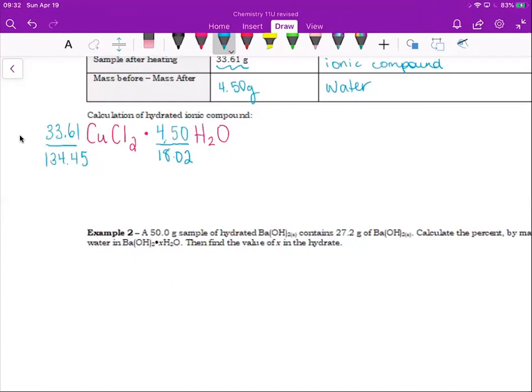And now I do the division that is represented. So for copper chloride, I get 0.2499. I'm going to round it to the nearest decimal. So 0.25, I see in my head a quarter, right? 25 cents, quarter. And then 4.5 divided by 18.02, I get 0.25. Again, well, 0.249.